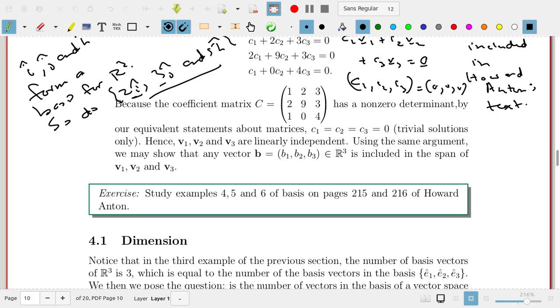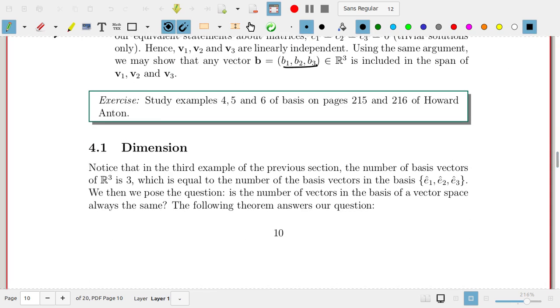And of course, the second thing we need to check is if they span R3. So what does that mean? It means that any vector on the right hand side can be expressed as a linear combination of v1, v2, and v3. Any vector v can be written as a linear combination of v1, v2, and v3, and we see that this is indeed the case.